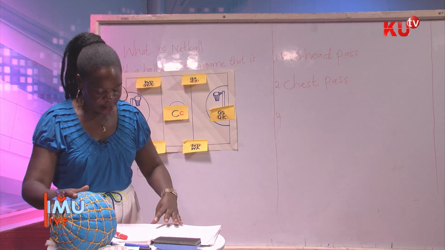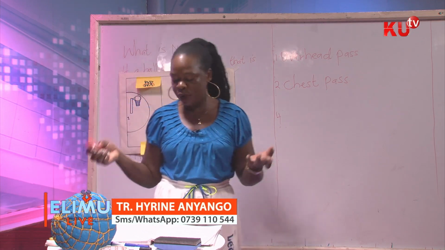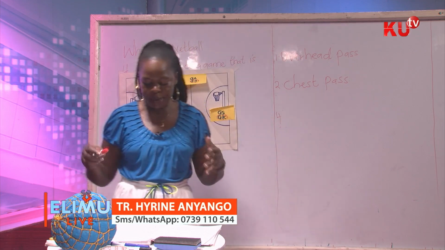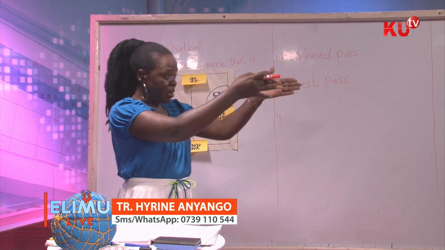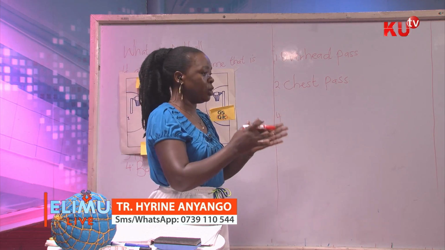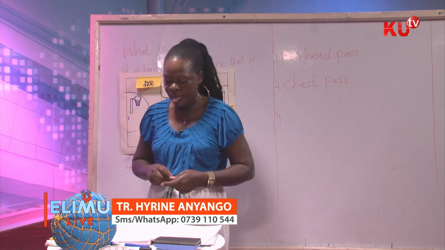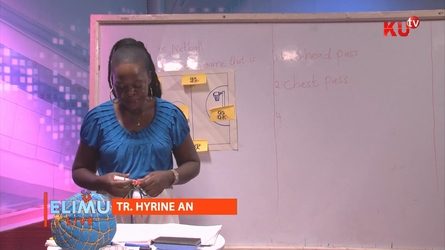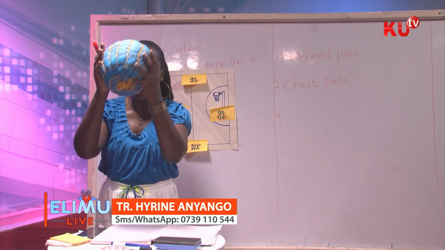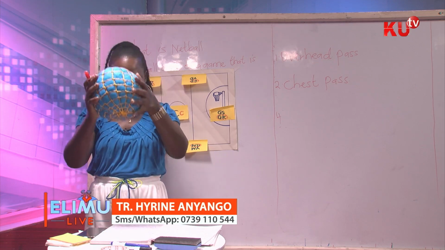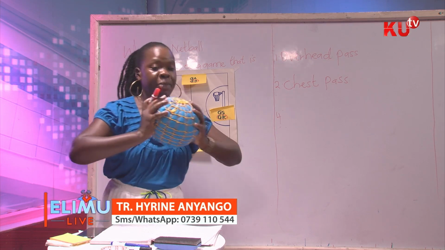Are we together, boys and girls? The ball should be held in front of the chest with the elbows tucked in. Make a step in the direction of the pass. If you want to pass it this way, you make a step in the direction of the pass, then bend a bit, then pass the ball. And then push the ball from the chest with both arms. Make sure that your fingers are rotated towards your arms, and then pass the ball.